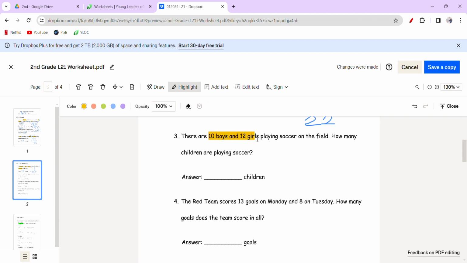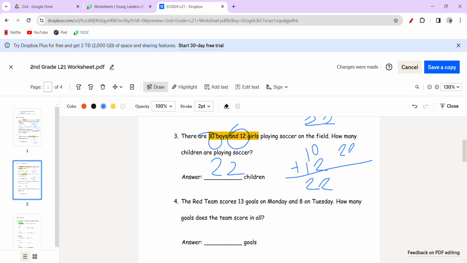There are 10 boys and 12 girls playing soccer on the field. How many children are playing soccer? Same thing over here. We would do 10 plus 12 right here. 2 plus 0 is 2. 1 plus 1 is 2. Same thing, 22 children. And if you ever want to double check, you can get the sum, your answer, and subtract one number from here, either this one or this one. Let's do number 10. 22 minus 10. 2 minus 0 is 2. 2 minus 1 is 1. And this answer should be the same as the other choice.